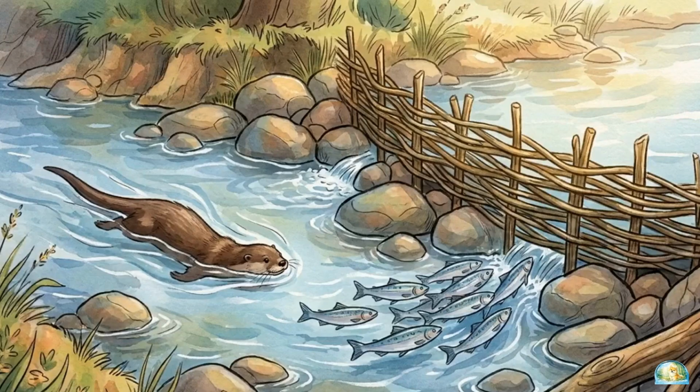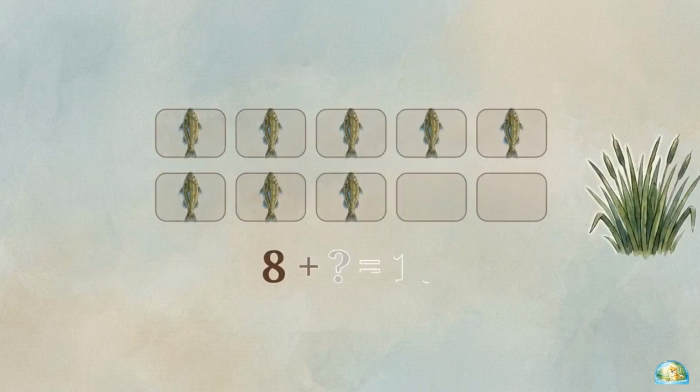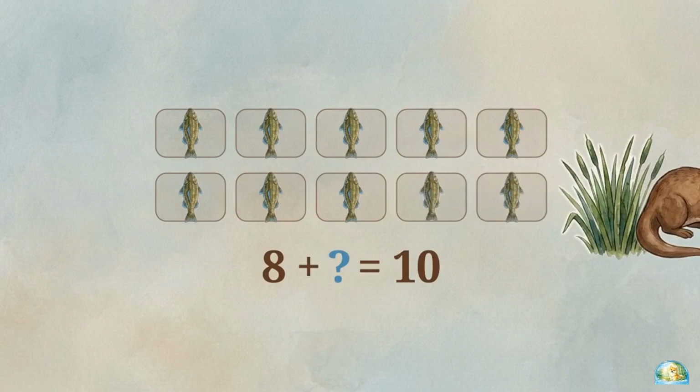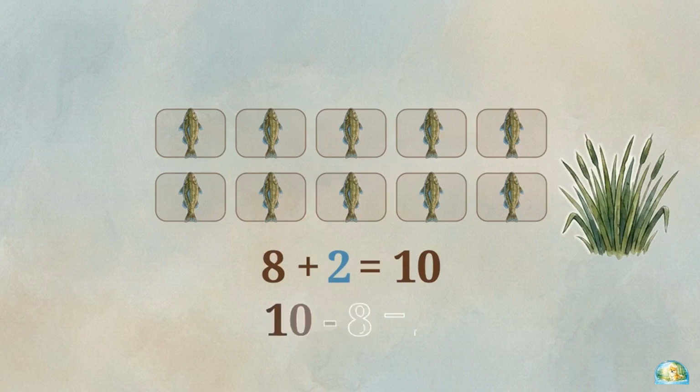Up ahead at the fish weir, Sedge expects to find a total of 10 fish, but only 8 are swimming in the open water. Ask, 8 plus what makes 10? Sedge nudges the reeds, uncovering 2 hidden fish. 8 plus 2 equals 10. Since adding 2 completes the total group of 10, we have our answer.